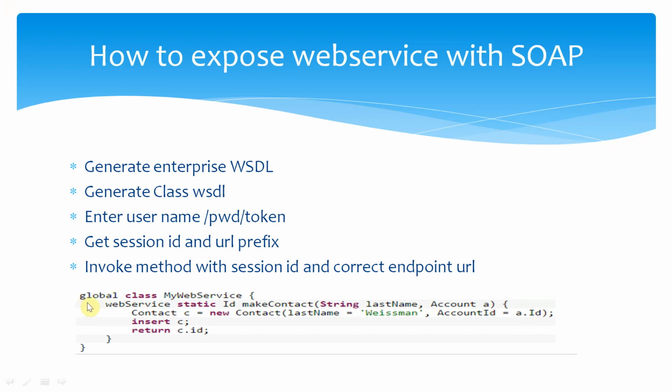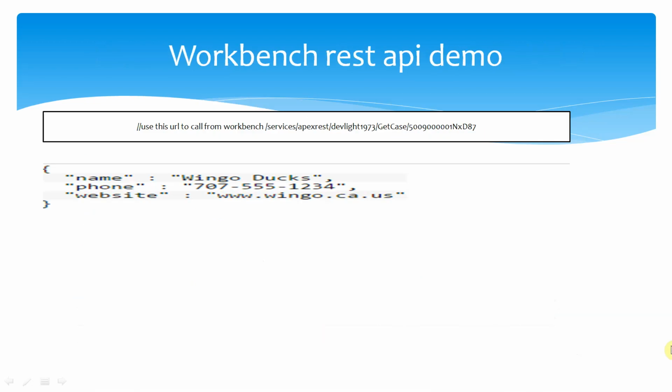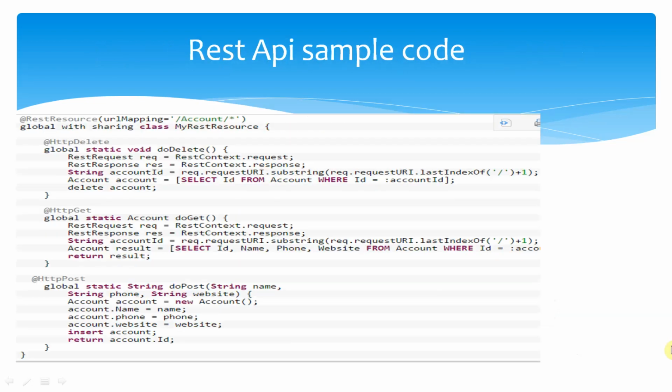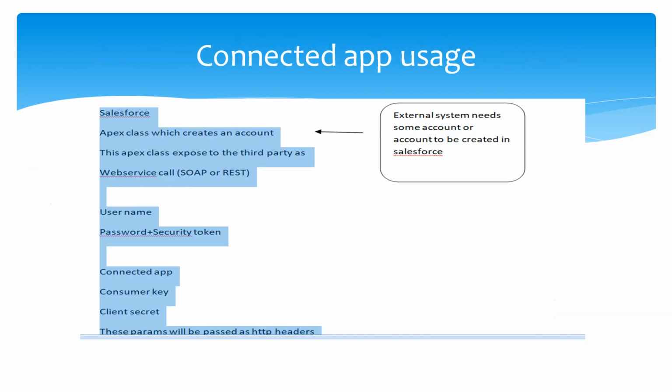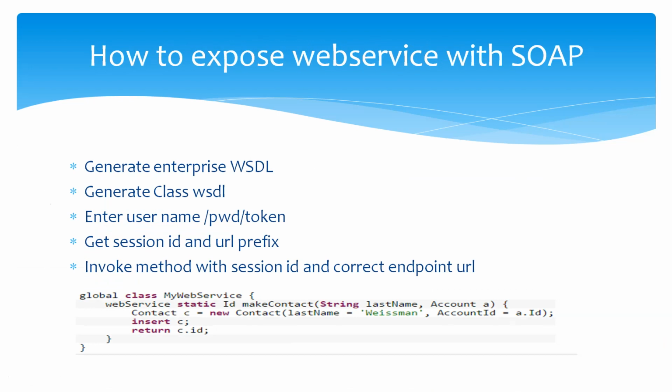So we'll see how to create a SOAP WSDL. I have shared the documentation of how to call it from Java and what are the steps in that, in the documentation part of it. But here we will just see how to generate this. So basically, compared to the REST API where we created a REST resource and global with sharing, here again we have a global with sharing class, similar to that.